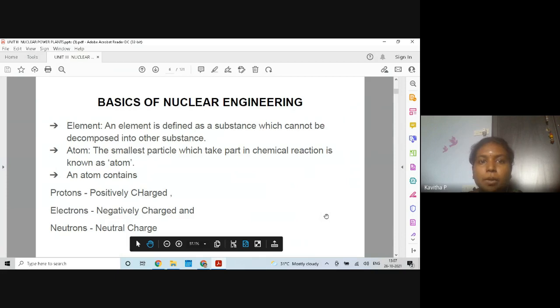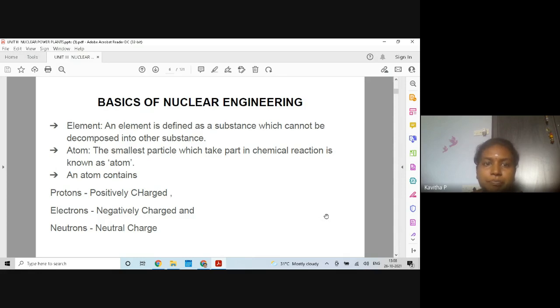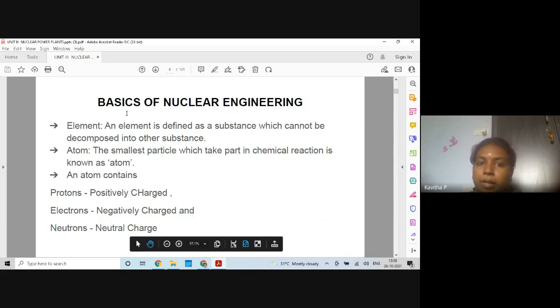This is P. Kavita, working as an assistant professor, AAA department from RMD Engineering College, and I handle power plant engineering for second year AAA. In Unit 3, nuclear power plants, we will now see the basics of nuclear engineering.